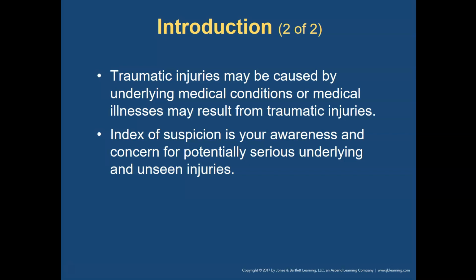So, evaluation of the mechanism of injury for the trauma patient is going to help provide us with an index of suspicion for different types of serious and/or life-threatening underlying injury. Now you might ask what that index of suspicion is, and that's just that awareness or concern for potentially serious underlying and unseen injuries.